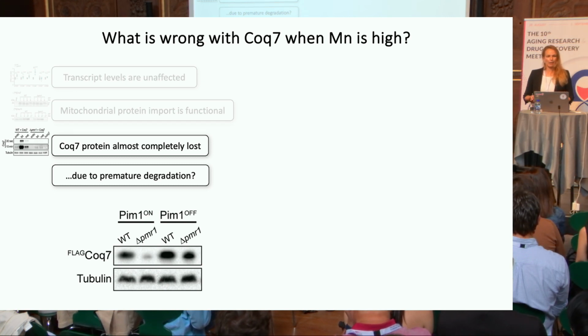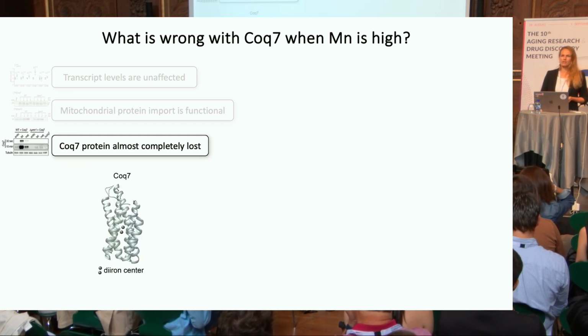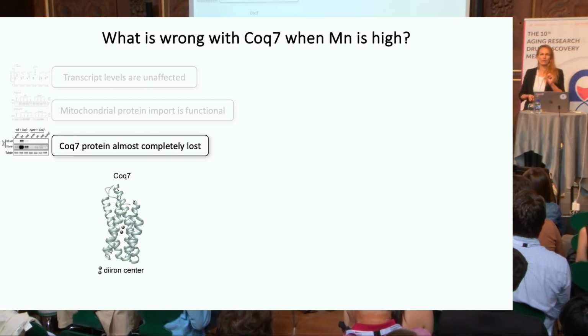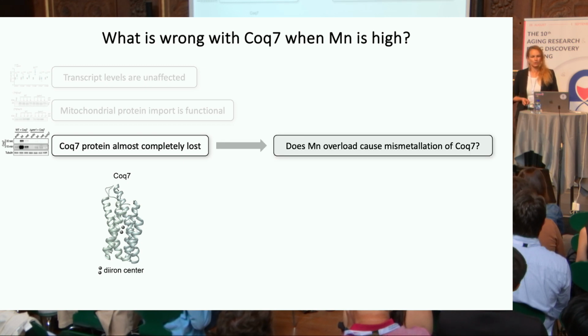Why? If you remember from the beginning, I think I had it on one slide, COX-7 is actually a di-iron enzyme. And it's assumed that those two iron ions are incorporated into the active site while the protein is folded within the mitochondrial matrix. So we thought that it could be that the high manganese pool might somehow interfere with this and might cause a mismethylation of COX-7.